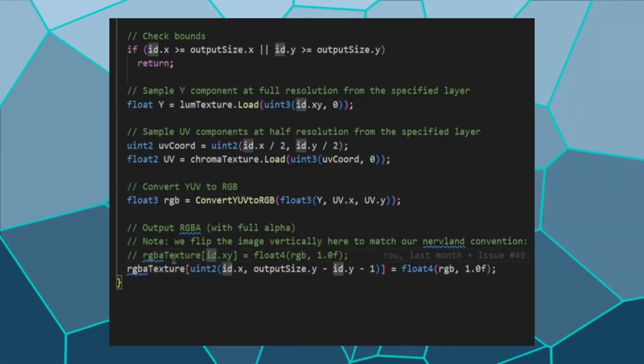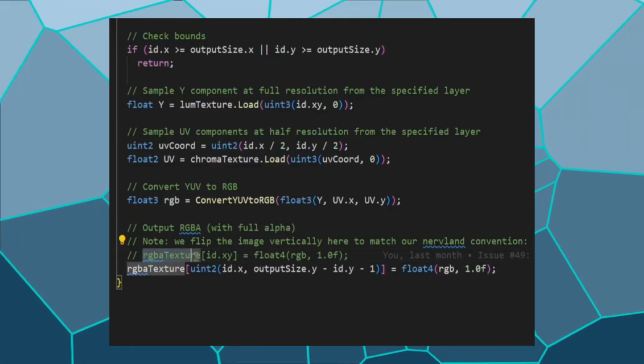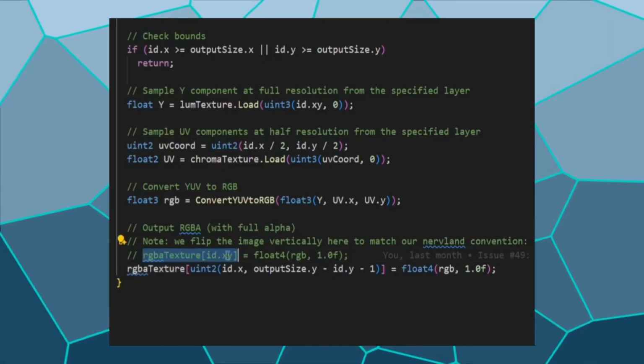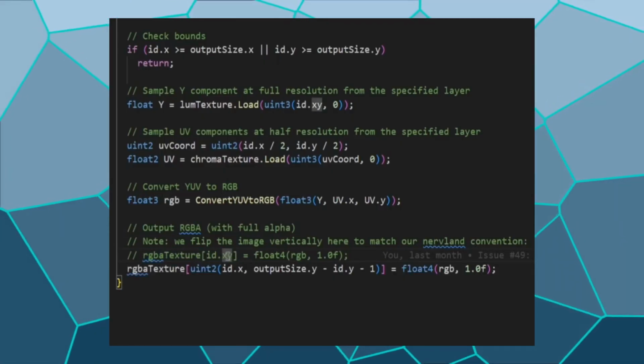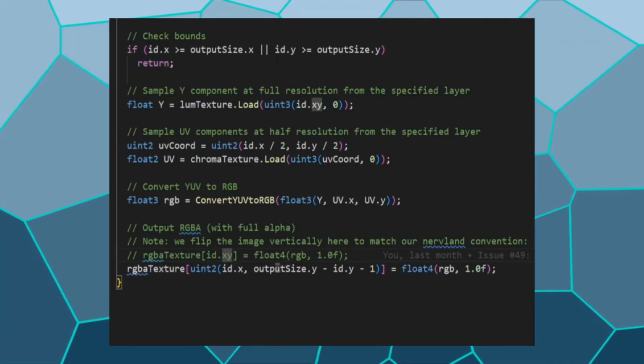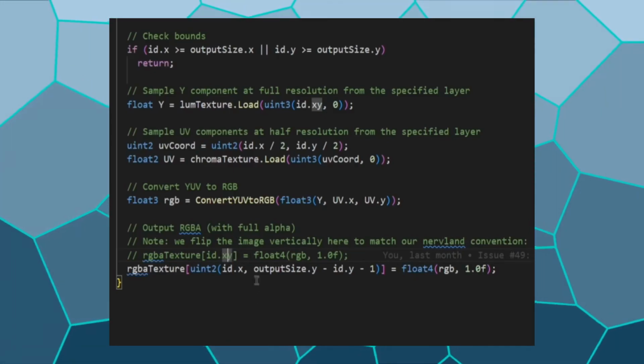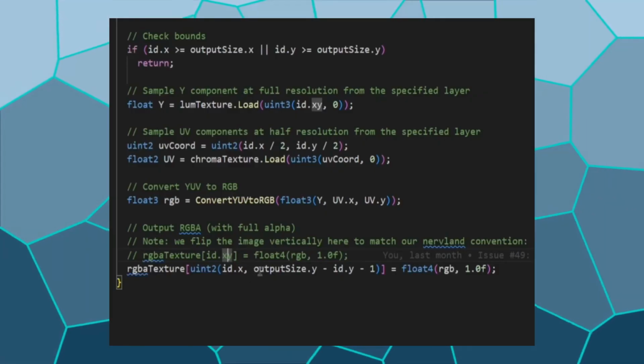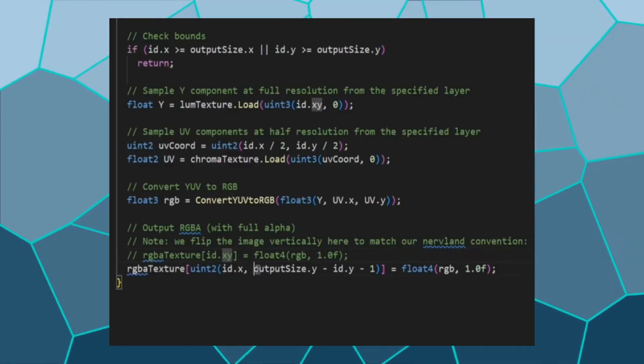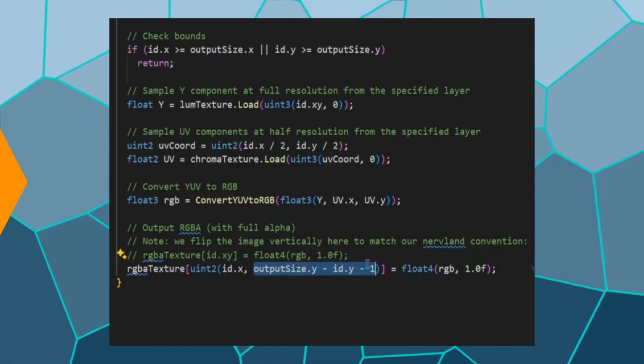The thing is, normally you would probably use this first line here, writing into the coordinate of your current pixel, but in my case I have a special convention in NervLand and I need to flip the image vertically, so I'm doing that immediately and inverting the Y coordinate here.